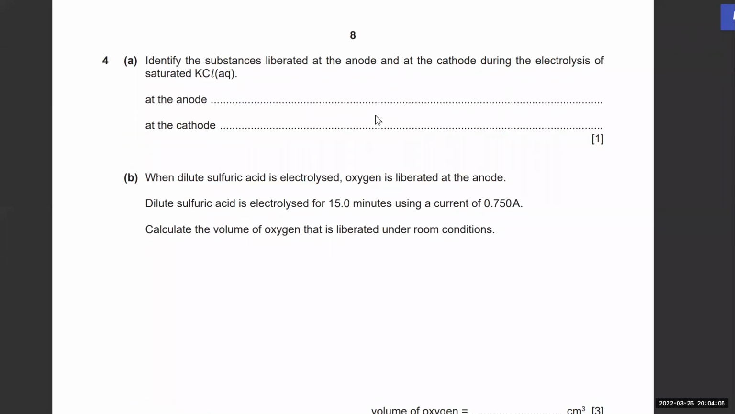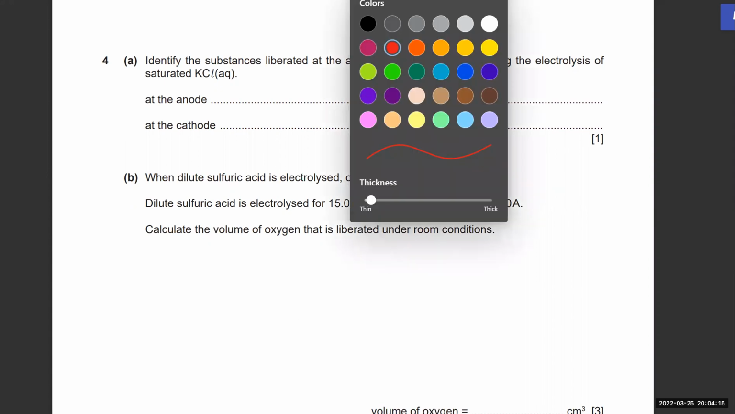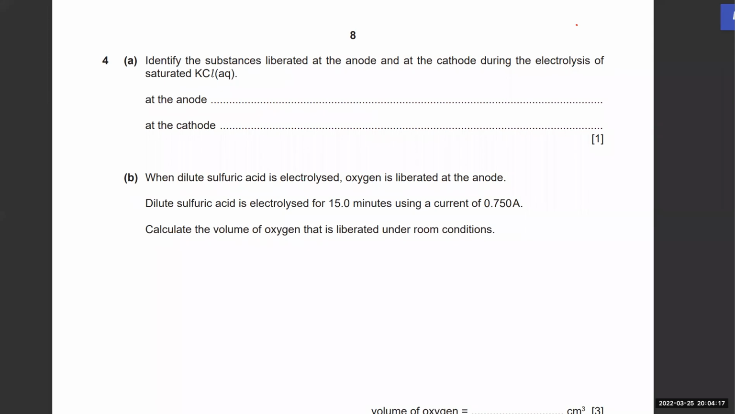So question number 4. It's W20QP42. So now question number 4 is about electrochemistry. Starting with the first thing, he's saying what happens when you are electrolyzing aqueous KCl.